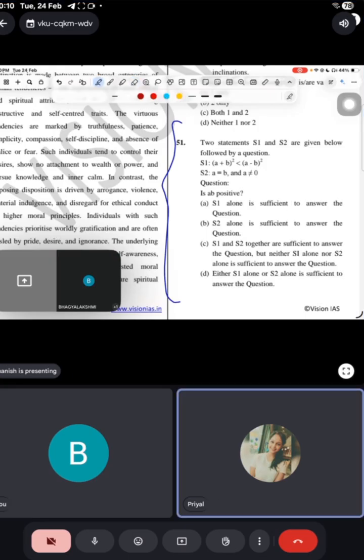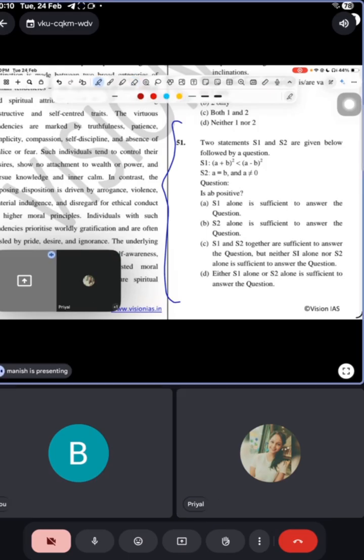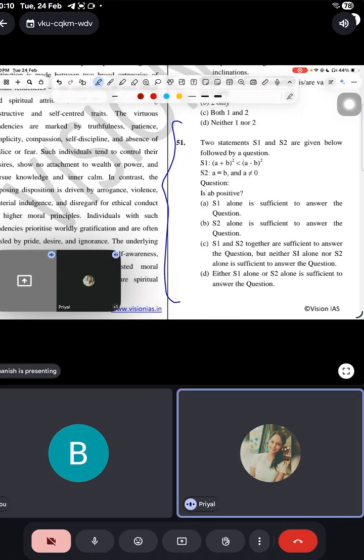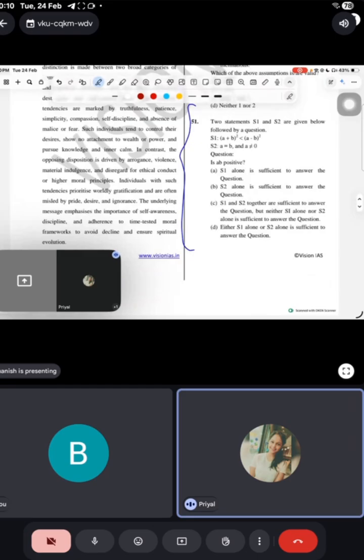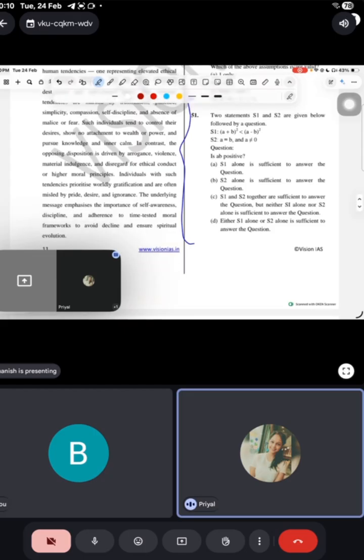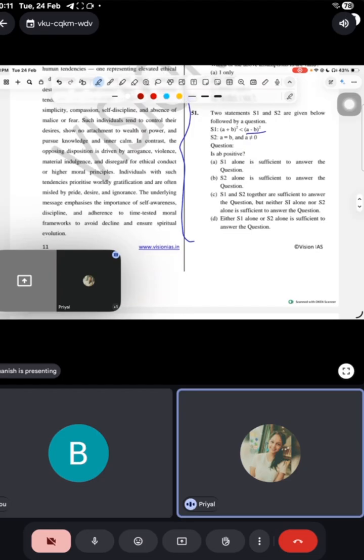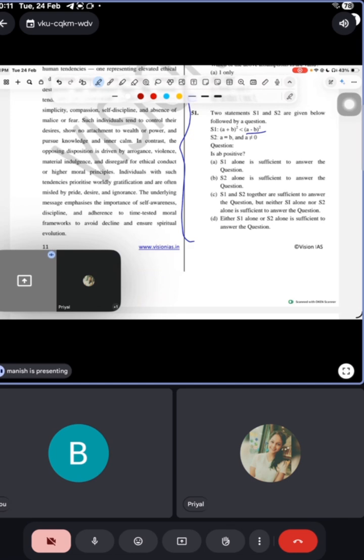So guys, when you are checking data sufficiency and taking the option, see, if there is a square in statement one, the square will always be positive, whatever you take. But the square here is on the whole of a minus b, not in a square minus b square form. The thing which you are saying is not applicable here. You have to open it.